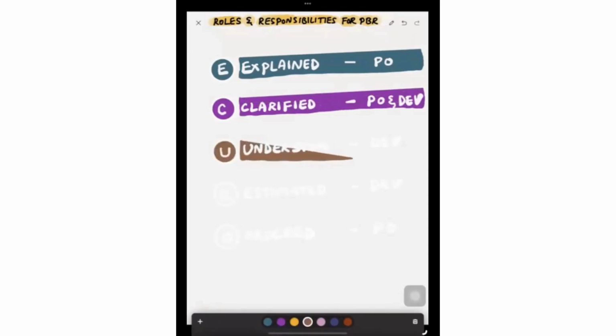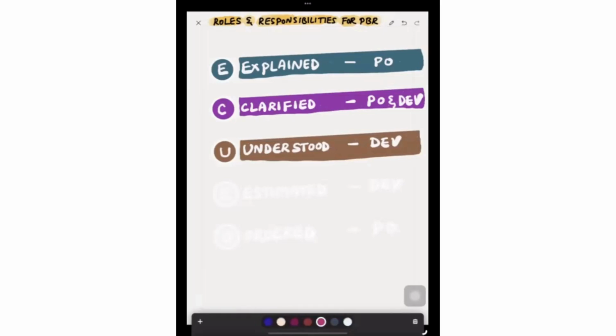Now, what are the roles of the product owner, developers and Scrum Master inside the backlog refinement? So first, the product owner will explain the backlog items according to their current order. The product owner will explain the items to the developers. Then clarified: the product owner and the developers together discuss the clarifications and doubts, assumptions or anything related to those items. And then understood: the developers will understand the items of the product backlog in terms of their functionality, acceptance criteria, high-level UI things, any dependencies, all these things.